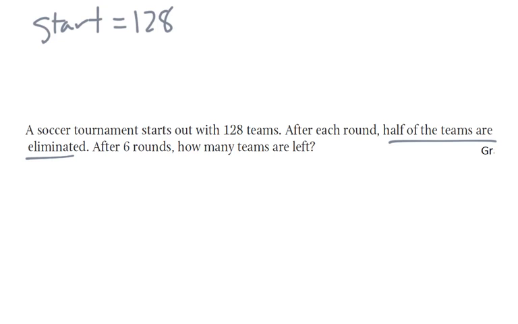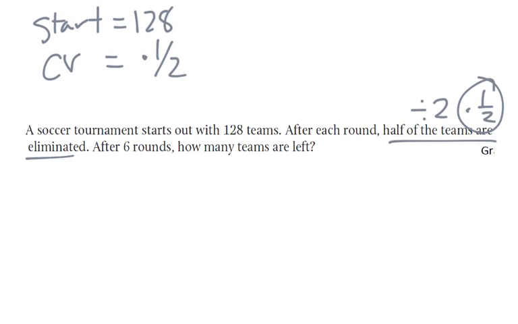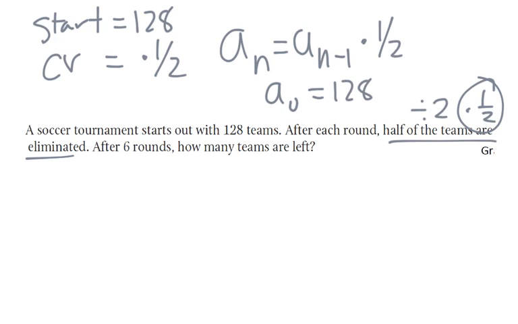So what that means is we are cutting things in half, also known as dividing by 2, or timesing by 1/2. We want to think in terms of timesing by 1/2. So my constant ratio, I'm cutting things in half. I'm dividing by 2. So I go a sub n equals a sub n minus 1 times 1/2, and a sub 0 equals 128. Okay, and then to figure it out, we would have to track it.